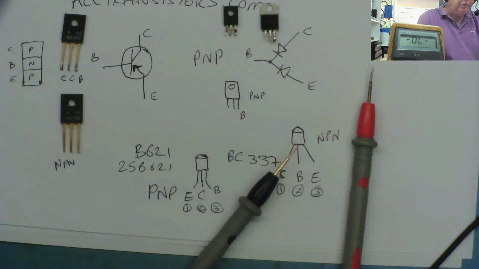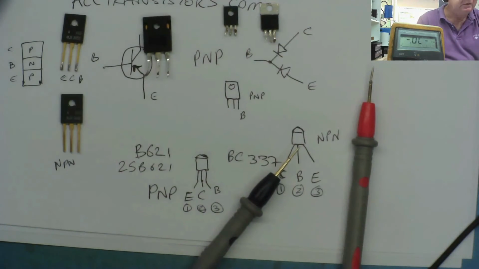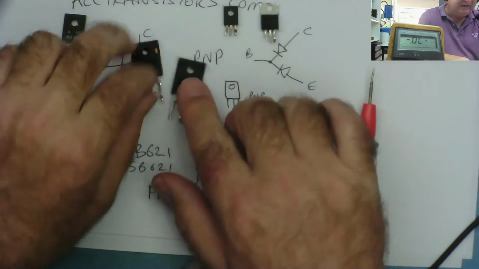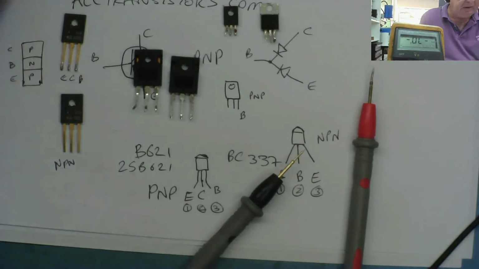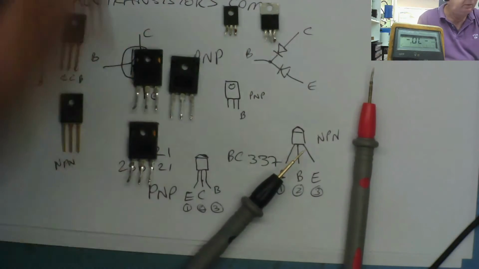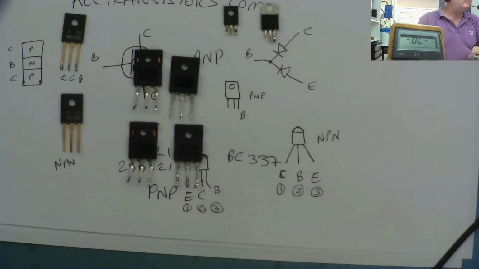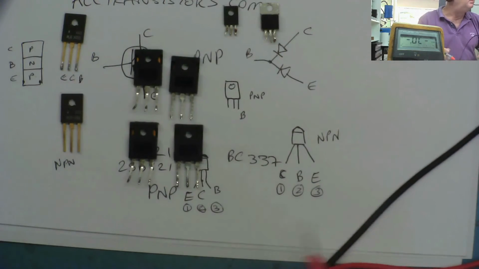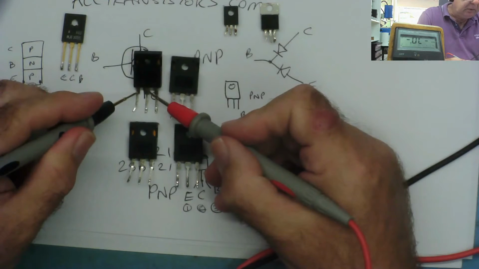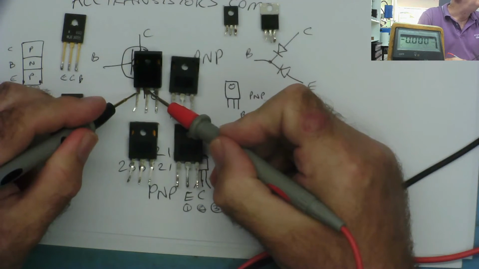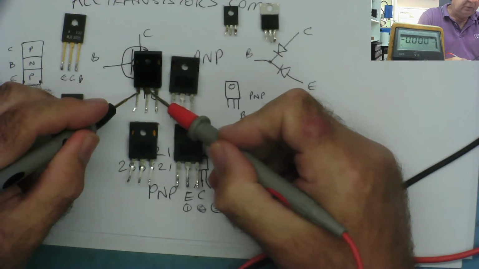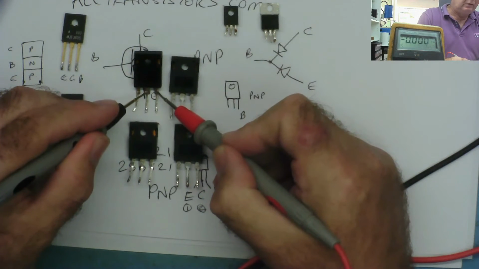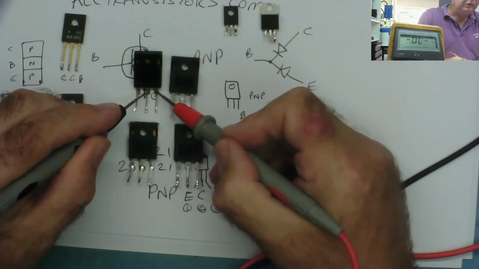So look, just a few more. These are big power transistors. These are TIP33C. So look at these. Again, we'll start on the assumption that this end's the base. It might not be. Positive on the base. Collector. That's a short circuit. That transistor is short circuit everywhere.